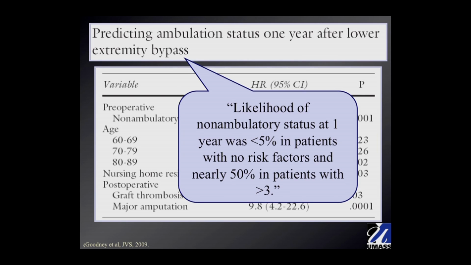So the likelihood of non-ambulatory status at 1 year was less than 5% in patients with no risk factors, and up to about 50% in patients that had greater than 3.